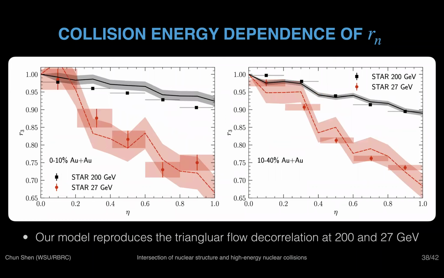We can also look at R3 at the same time. R3 is a little more statistically hungry, so you see the lines are still a bit jagged. But you can see that in the R3 case, different from R2, the energy dependence between 200 and 27 GeV is reproduced by this model for the two centrality bins.